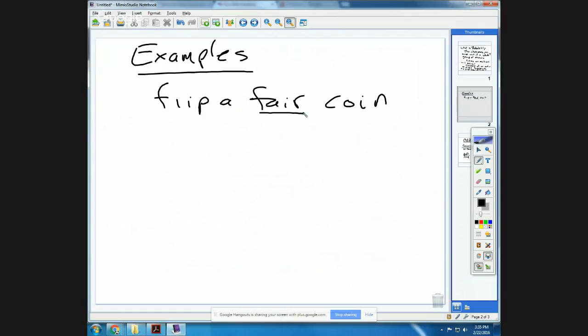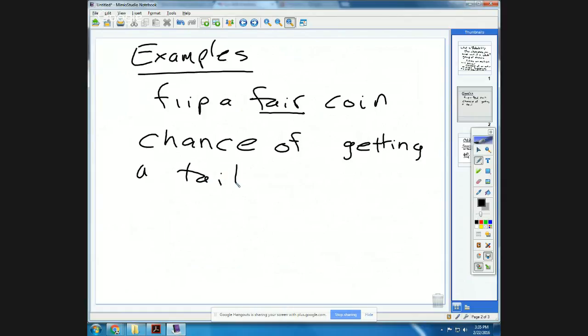And so the chance or probability, those are used interchangeably, of getting a tail is what? 1 out of 2. Somebody might say 50% or 0.5.